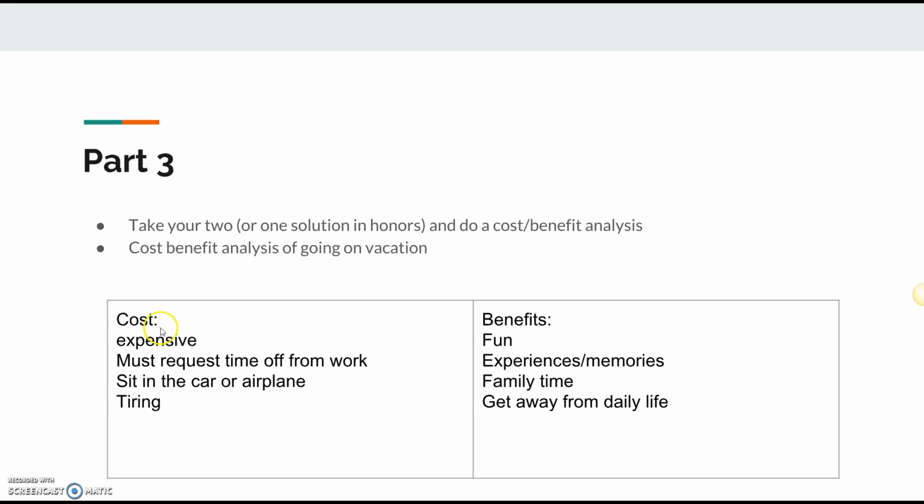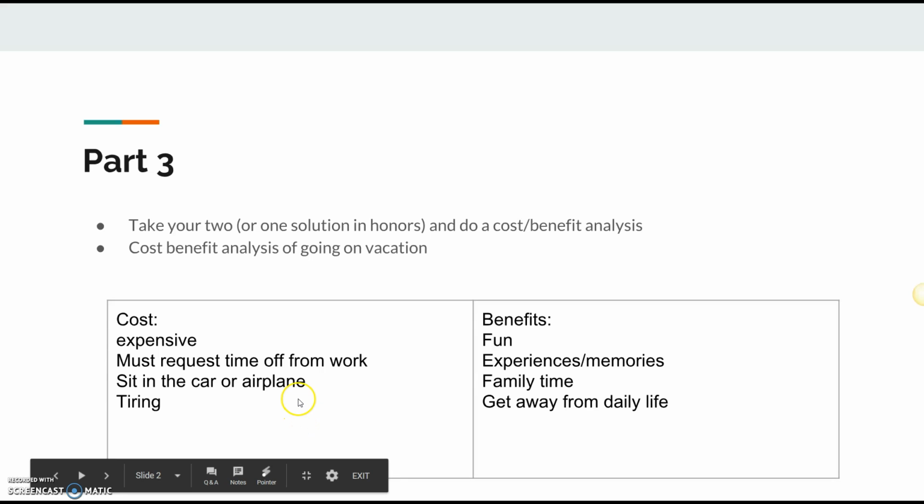So here I have the costs, the negatives: it could be expensive, you must request time off from work, you need to sit in a car or an airplane for maybe a long time. It can also be very tiring. As you know, sometimes you come back from vacation and you need a new vacation.